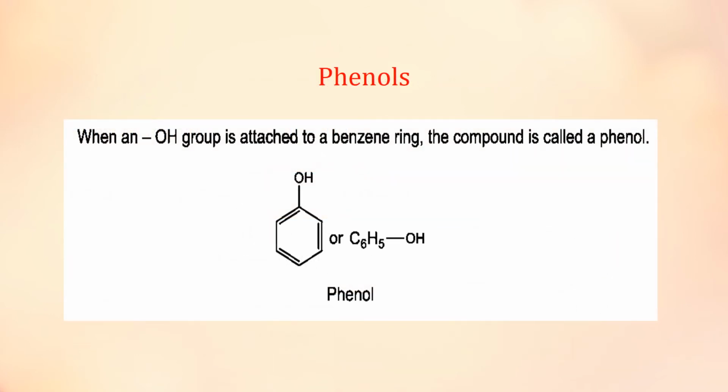Phenols: when an OH group is attached to the benzene ring, the compound is called a phenol. It means when there is a benzene ring, with alternate single and double bonds present in six carbon atoms in the form of a cycle, and one hydroxy group is attached to any one of the carbon atoms of this benzene, then the compound is called a phenol. The family is called the phenols.